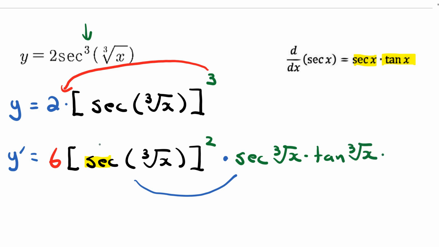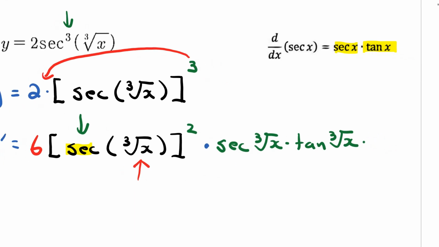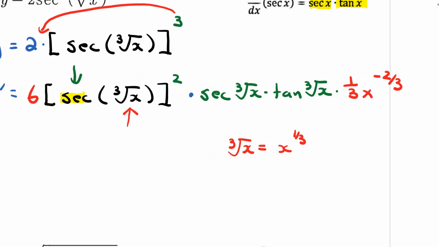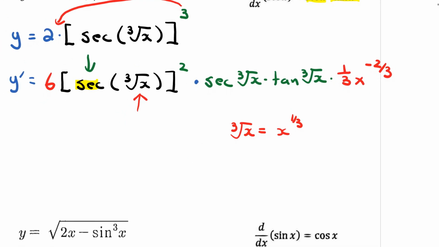So that right there is just the derivative of secant theta, right? And then the chain rule states that you need to take the derivative of the inside now. So we know that the cube root of x is really x to the power 1/3. So if I take that derivative, it's going to be 1/3 x to the power negative 2/3. Okay, so a very long answer there.